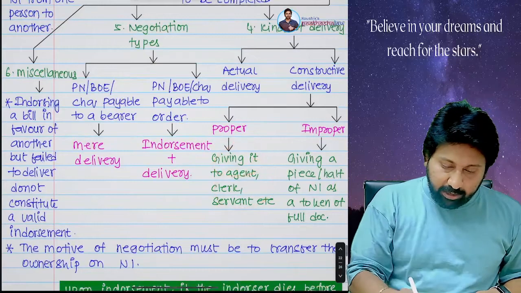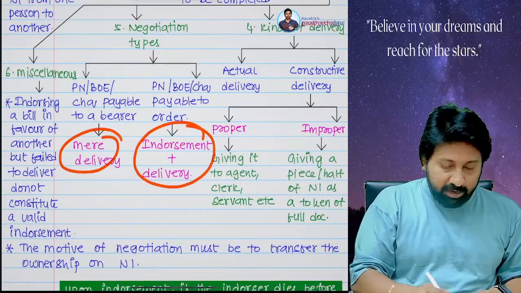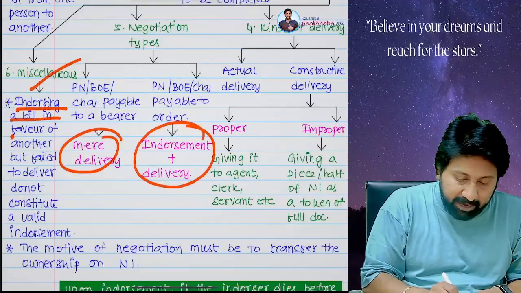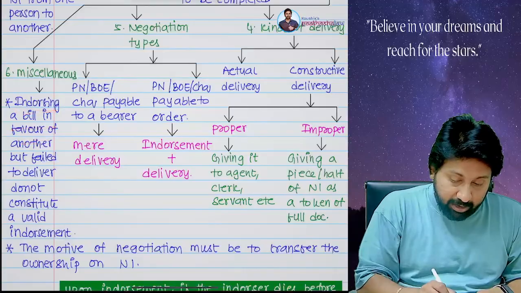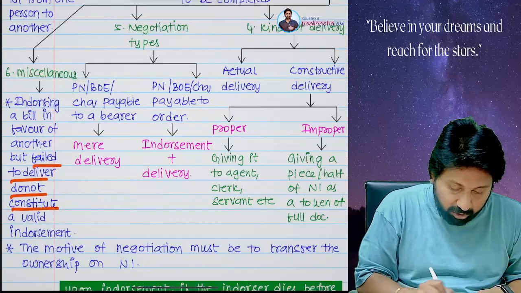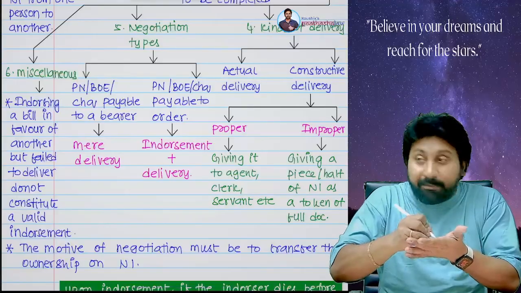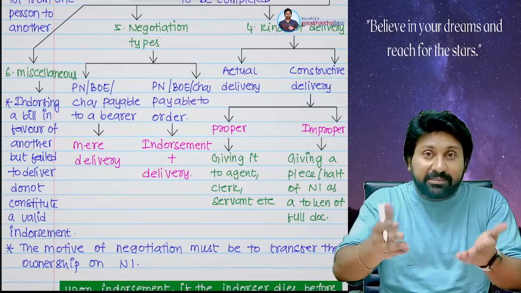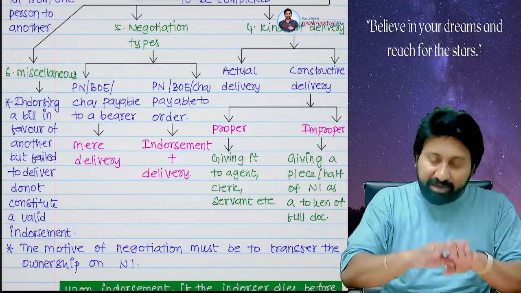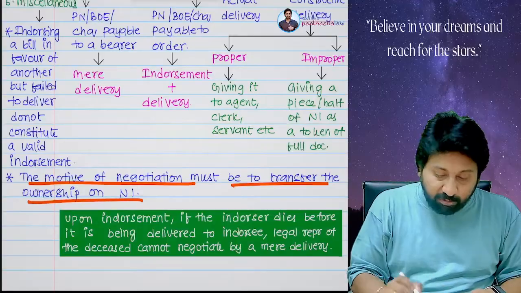Next, negotiation types: mere delivery, or endorsement and delivery. Miscellaneous: endorsing a bill in favor of another but failing to deliver does not constitute a valid endorsement. I have written the name of a person, but I did not give it to him. Delivery not completed means negotiation is not completed. The motive of negotiation must be to transfer ownership.